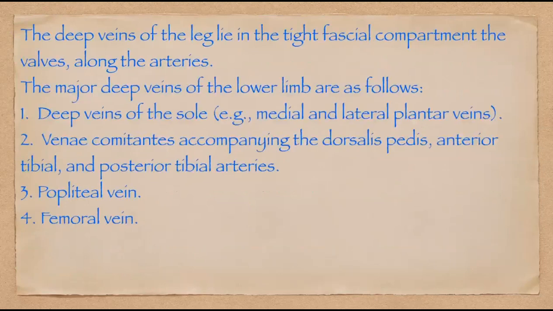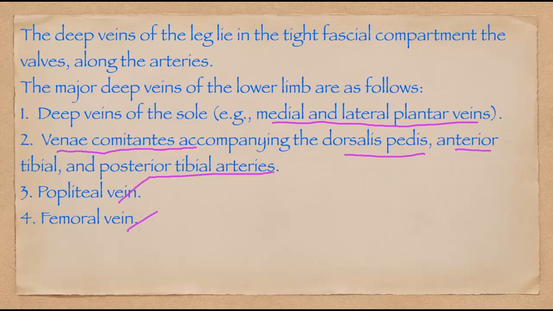Coming to the deep veins. The deep veins of the leg lie in the tight fascial compartment with valves, along the arteries. The major deep veins of the lower limbs are the medial and lateral plantar veins, venae comitantes accompanying the dorsalis pedis, anterior tibial and posterior tibial arteries, the popliteal vein and the femoral vein.